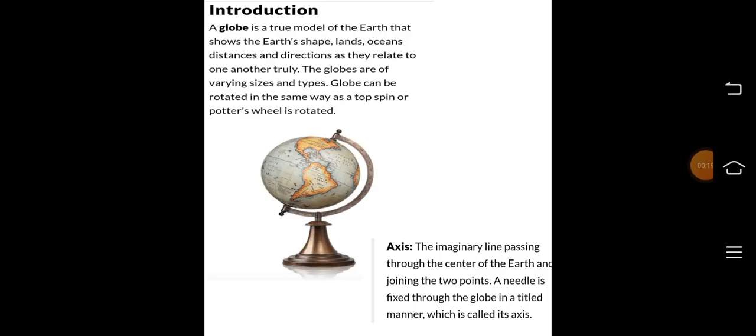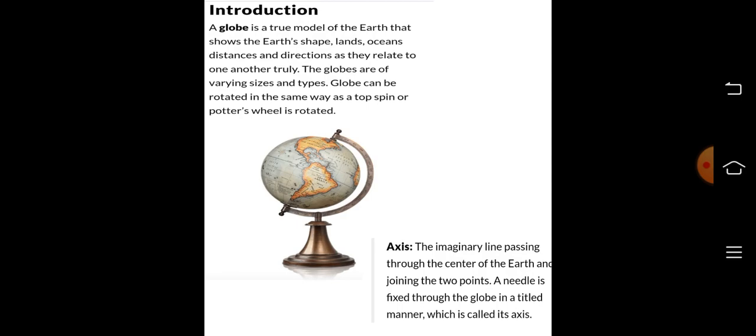Globe: a model of the earth that shows the earth's shape, land, oceans, distances and directions as they relate to one another truly. The globes are of varying sizes and types. A globe can be rotated in the same way as a top spin or a potter's wheel is rotated.